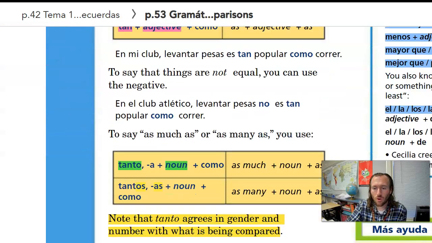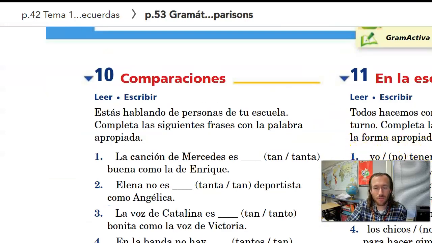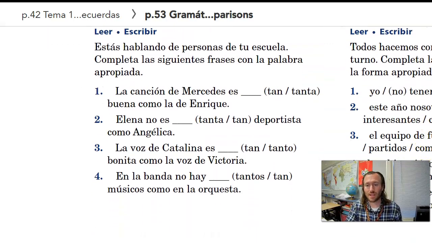So yo tengo for number 1. And then if I'm saying as many friends, whether it's amigos or amigas, I'm going to go amigos. I would say yo tengo, or yo no tengo, tantos amigos como Luz. So you're making comparisons of equality with a noun, and then the right form of tanto would need to go in front of that noun, and then again you're conjugating the verb. Looks like tener is used for all of them except for number 5. Conjugate tener according to the subject that comes at the very beginning.